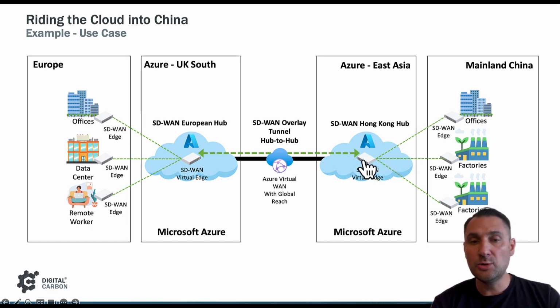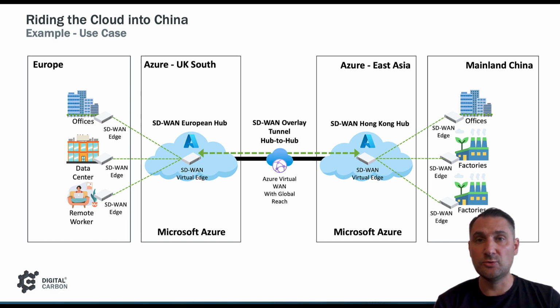And then from there, we can basically interconnect those two hub sites using the underlying Microsoft network, which, like I mentioned, is very optimal and optimized connectivity, reliable with a very low latency.